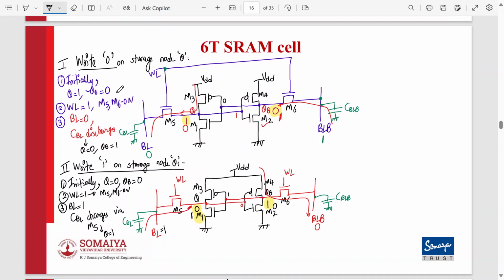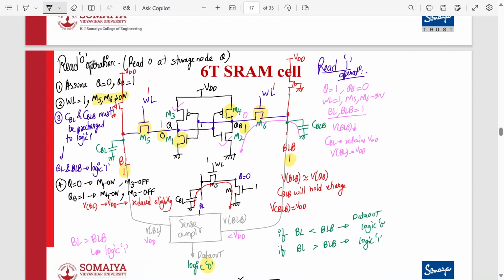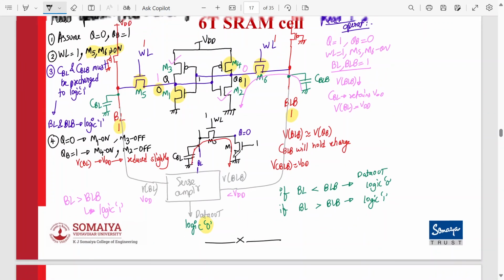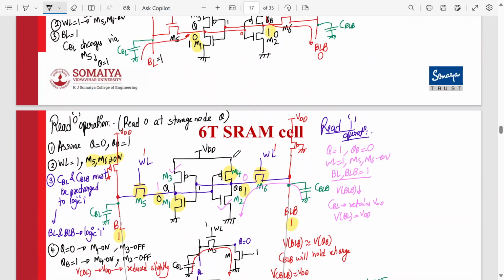You can explain write 1 and write 0 similarly, and you can explain read 0 and read 1 operations similarly. Then you can show that the sense amplifier is there, which will sense both the inputs BL and BLB, and it will give the output accordingly. Understood? So this completes the operation of the 6T SRAM cell.